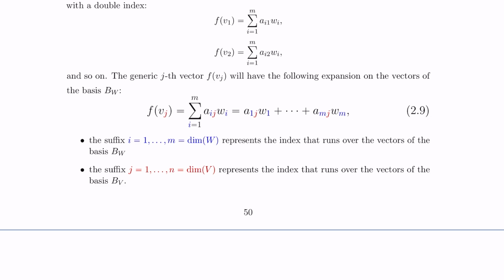We are now going to see that the ensemble of all the coefficients aij, as the indices i and j vary, can be arranged in a tabular array called matrix.